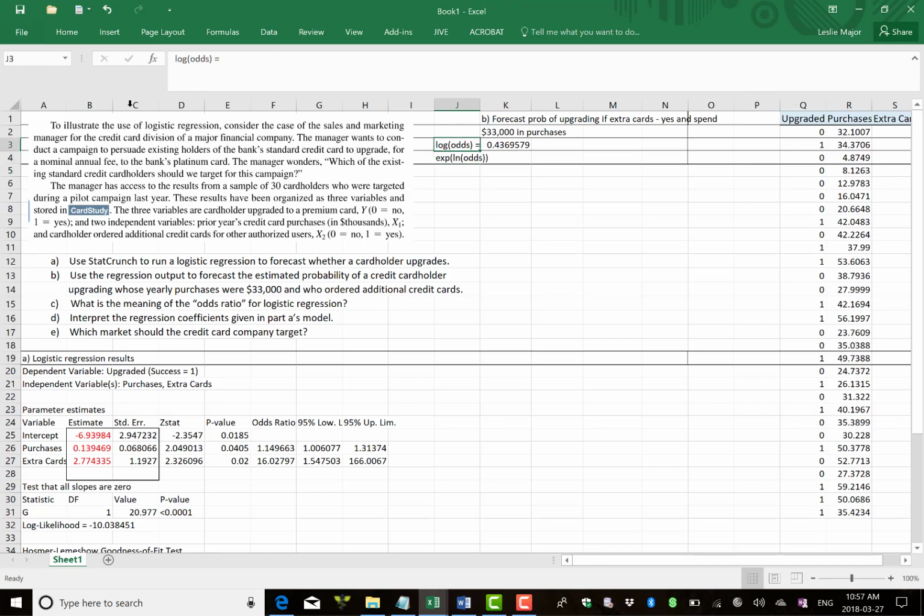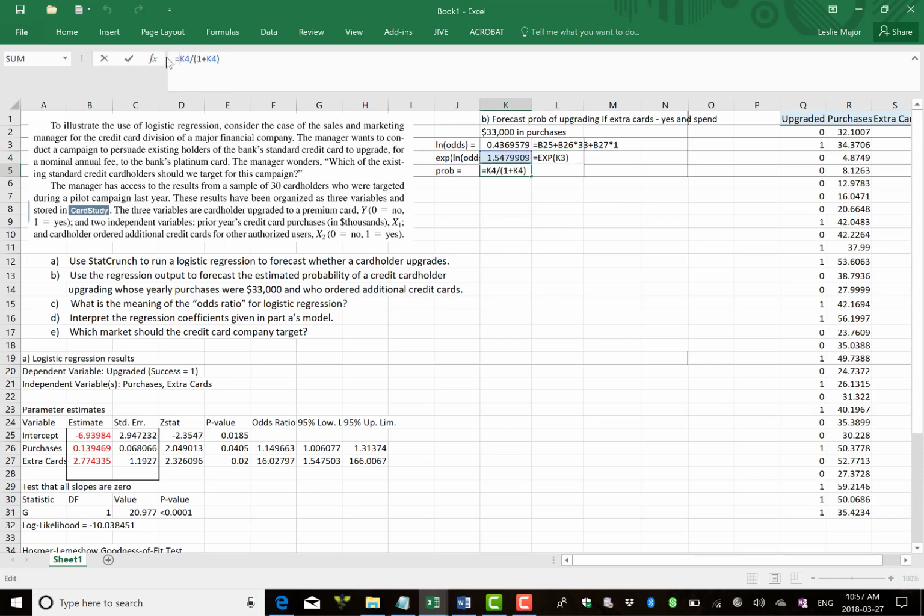To undo the log, and actually let's be more specific, it's the natural logarithm, so we can call that the ln. To undo the ln, you take the exponent of it. And then from there, you can get your probability by taking that number and dividing by 1 plus that number. And that will give you the probability of this person upgrading to the platinum card, this person having spent $33,000 in purchases and having at least an extra card in their account.